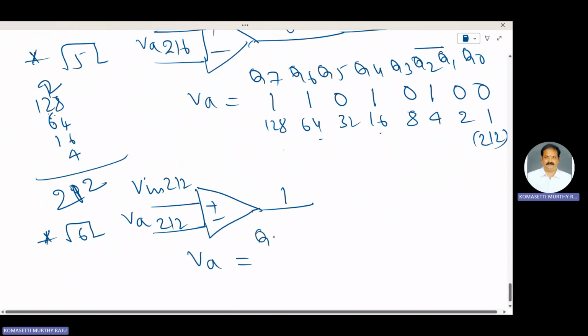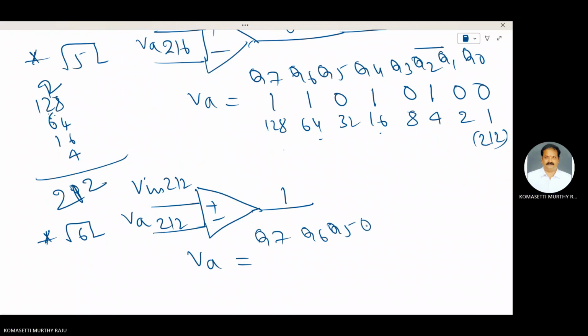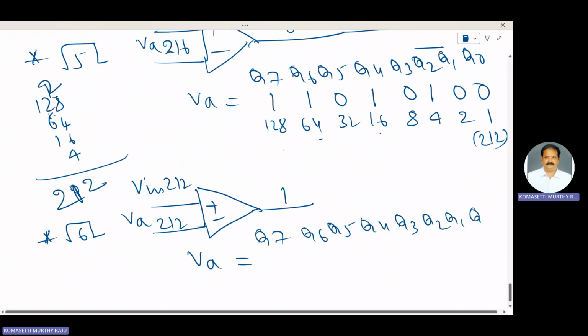Therefore, VA is equal to Q7, Q6, Q5, Q4, Q3, Q2, Q1, and Q0. These are 1, 1, 0, 1, 0, 1, and so on.